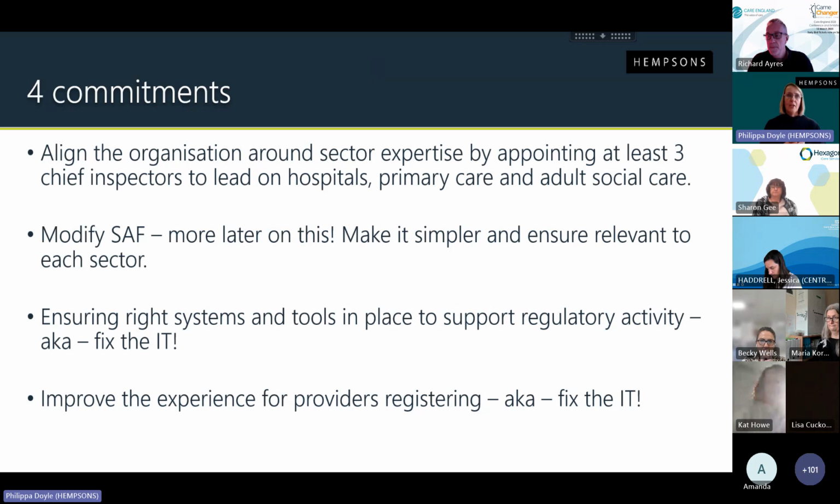And they've also said that they're going to improve the experience for providers who are registering, whether that's adding a new location or setting up a new service from scratch. Again, that sounds to me like they just need to fix the IT and get that process moving. But at least they're recognising it, and hopefully they're getting on with it behind the scenes as well.